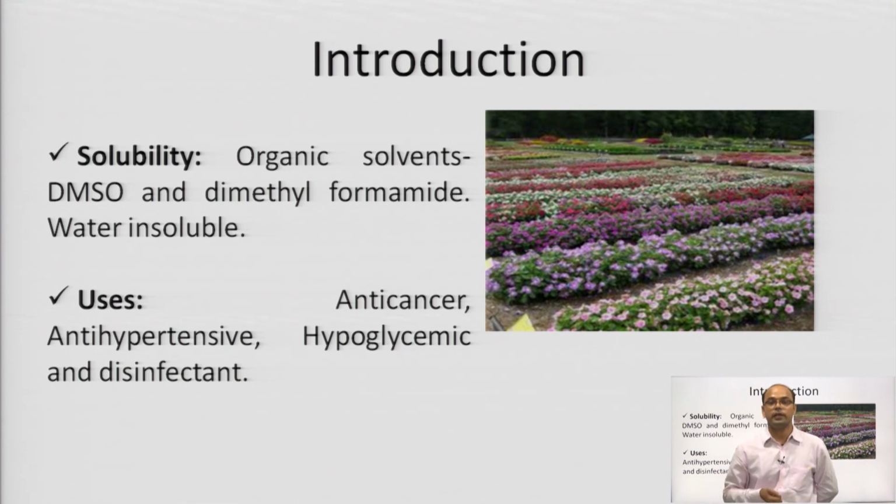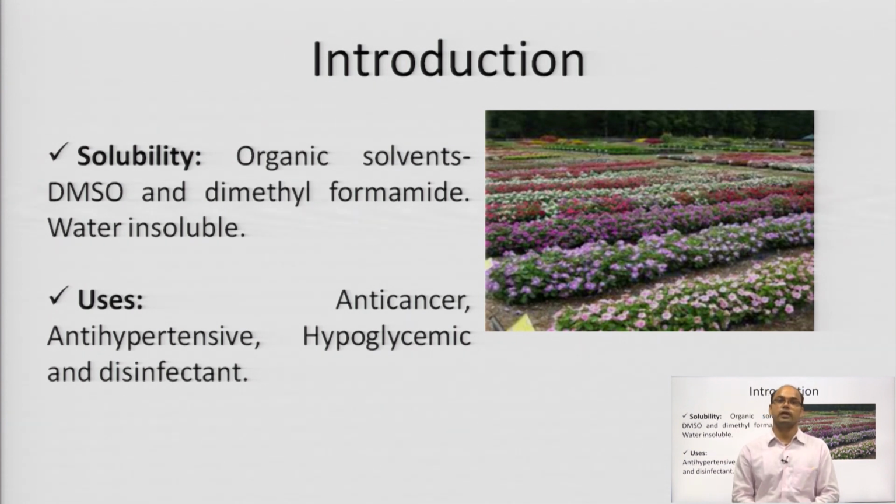If you see the solubility of your phytoconstituent, Vinca alkaloids, because we are going to isolate the phytoconstituent from the parent drug, we should know which solvents we have to use for isolation of the particular phytoconstituent. You can see that the Vinca alkaloids are soluble in organic solvents like DMSO and dimethyl formamide. Also, because of its complex structure, it is insoluble in water. So it is water insoluble.